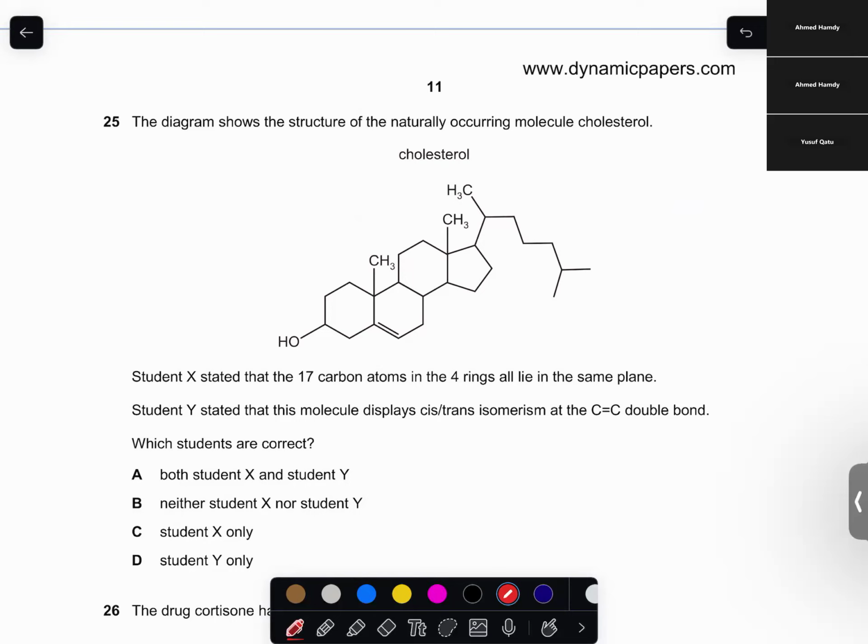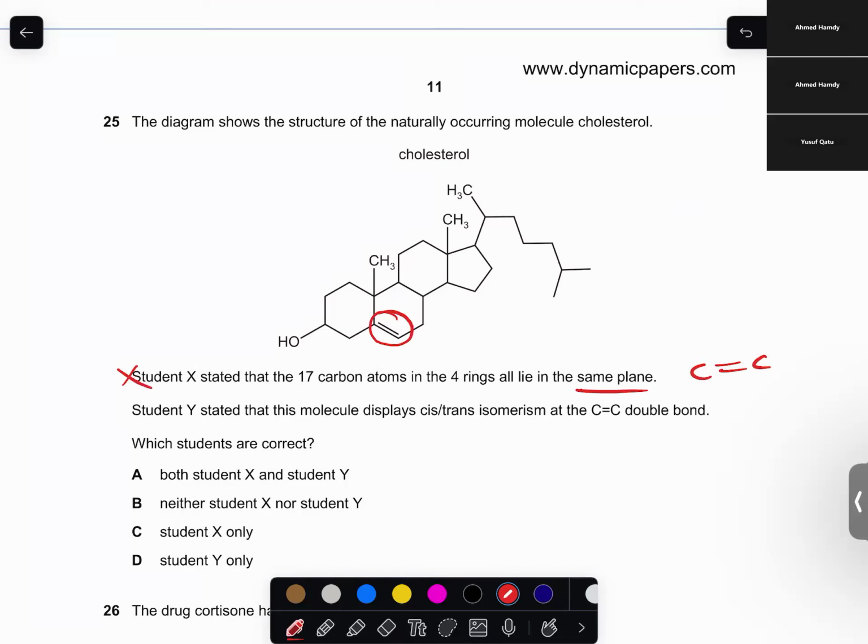Student Y states that his molecule displays cis-trans isomerism at the double bond. Which one is correct? The first one is stay in the same plane. This is wrong because we have a double bond. If we don't have a double bond, they will be. But since we have a double bond, it is wrong. Since we have a double bond, Y is wrong.